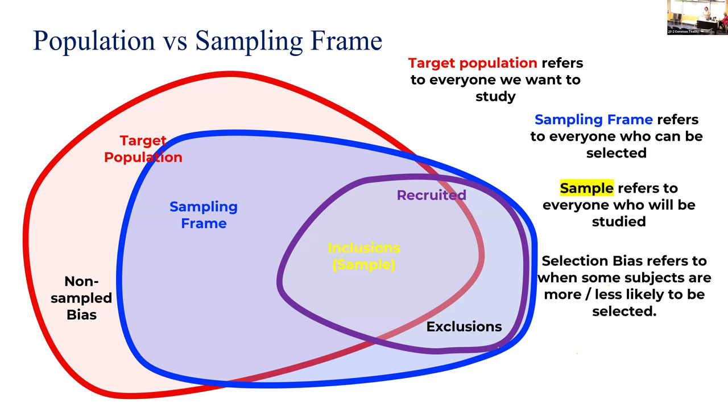And then within that, you will have some set of exclusion criteria for people you don't actually want. You might only want adults, and a few 17-year-olds join the survey, so you have to get rid of them, and you're left with whatever's in the middle. That's your sample.